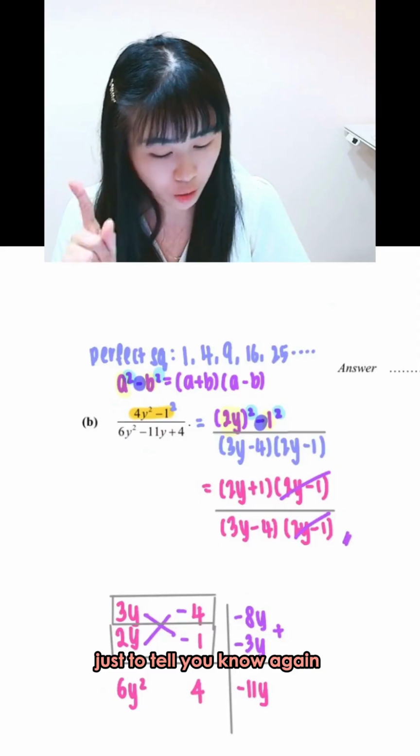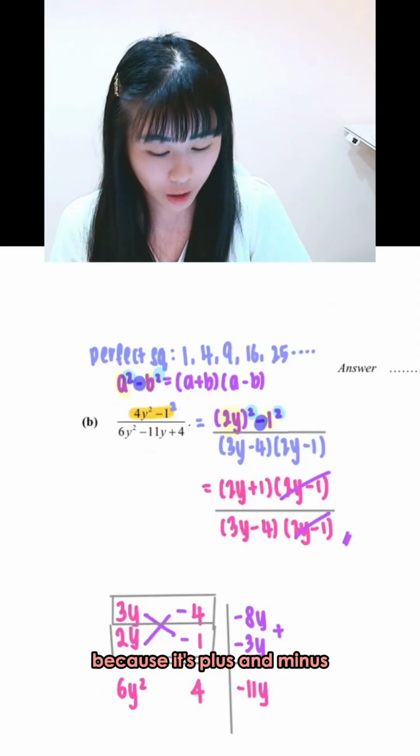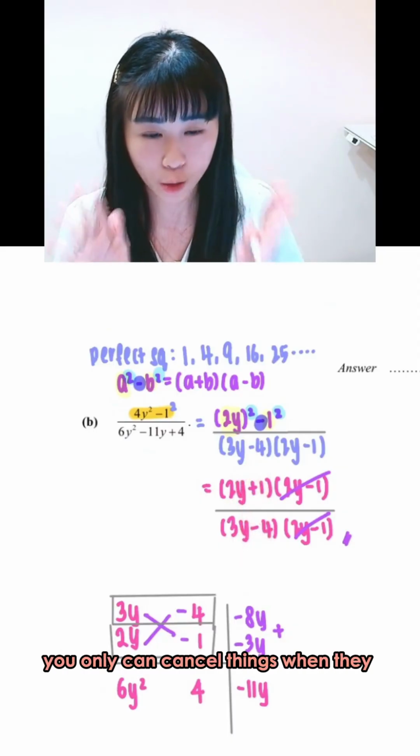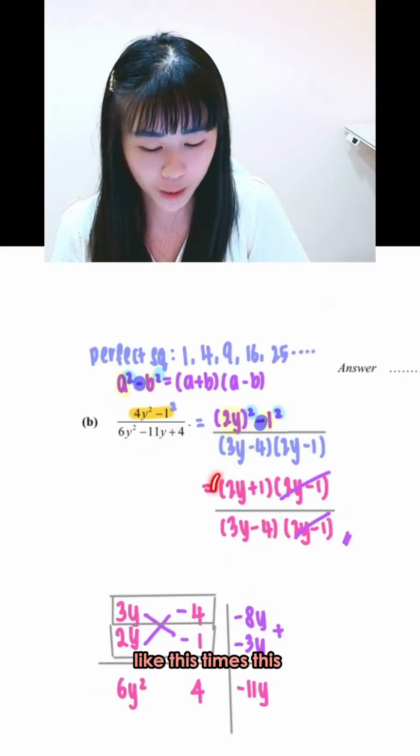By the way, just to let you know again, you cannot cancel the y, because it's plus and minus. You cannot cancel like that. You can only cancel things when they are in a times relationship, like this times this.